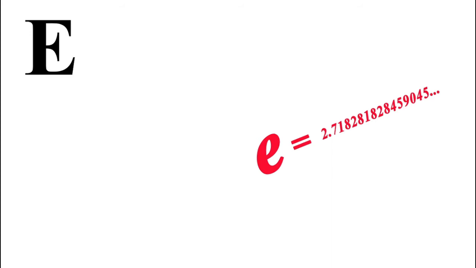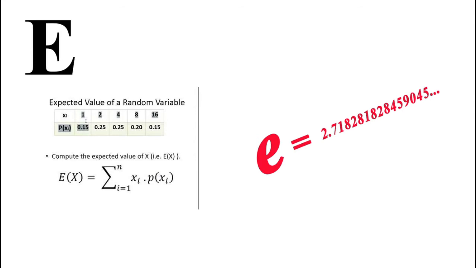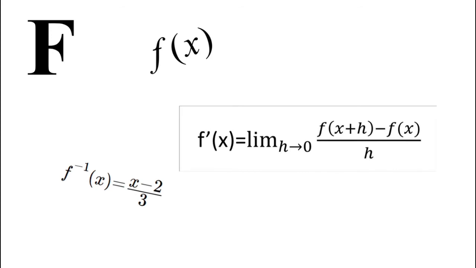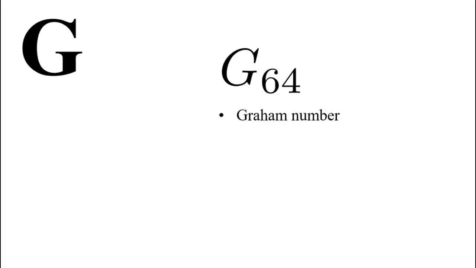Okay, E is used in statistics to denote the expected value of a given random variable as well. Next, we move on to f, the famous f(x), which is a function. f inverse x will be the inverse of the function, where f prime x will be the first derivative of the function. G is used to denote Graham's number, G64.